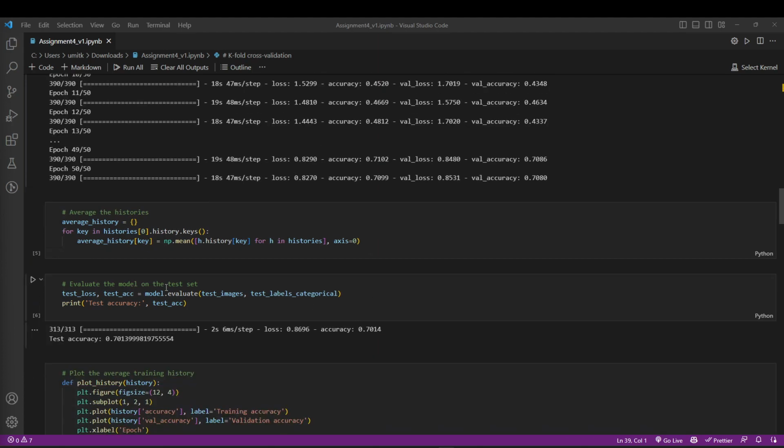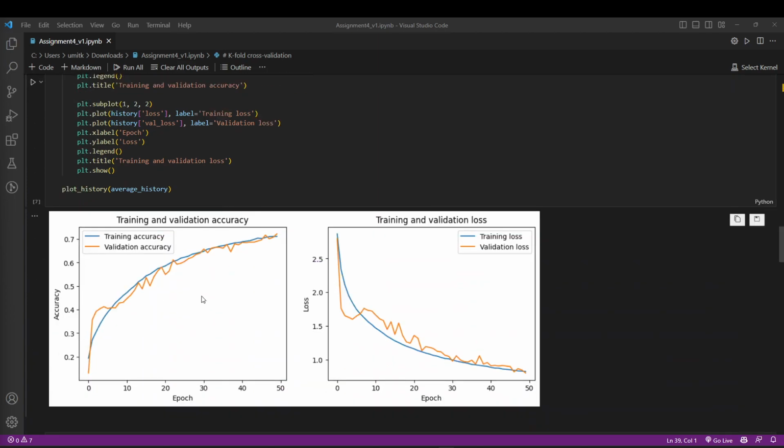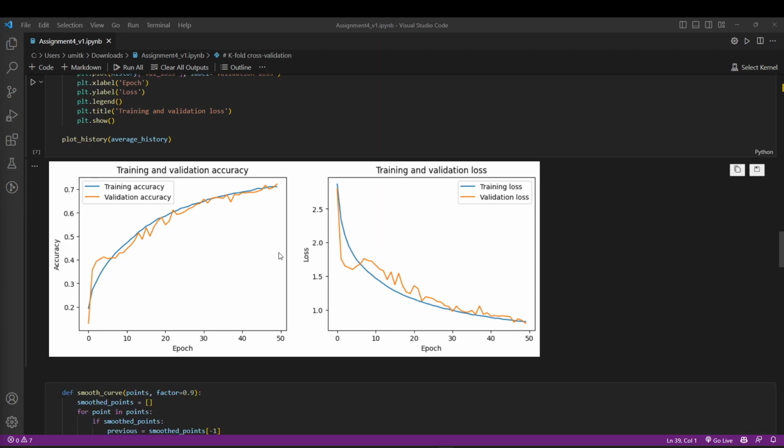And moving on, we evaluate the model on the test set, and we get a test accuracy of 0.7. And then we plot the average training history, and this is what it looks like. We can see that the training accuracy increases over time, and validation accuracy also improves along with it. And we can see how the training and validation loss decreases over time. We can see the loss on the left side and epochs on the bottom, and the accuracy on the left side and the epochs on the bottom.